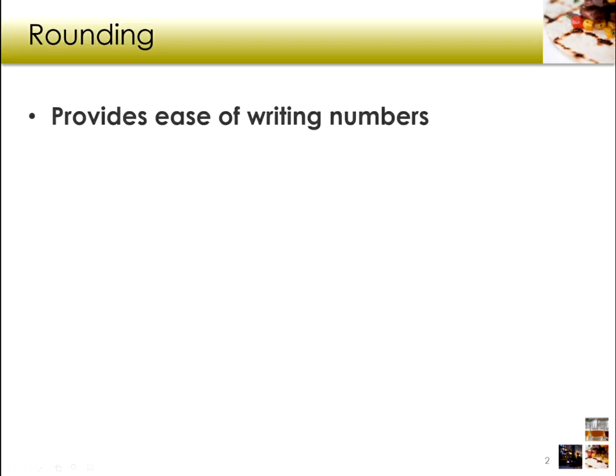So what's rounding? Well, we round numbers to provide an ease of writing numbers. We've all punched numbers into a calculator and had 18 decimal places, right? Well, we're not going to write down all 18 decimal places. So we're going to round to 2 decimal places, 3 decimal places, 4, depending on the task that we're doing. If we're talking about money, we're going to go to 2 decimal places.